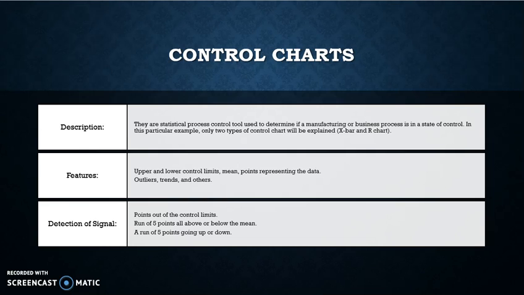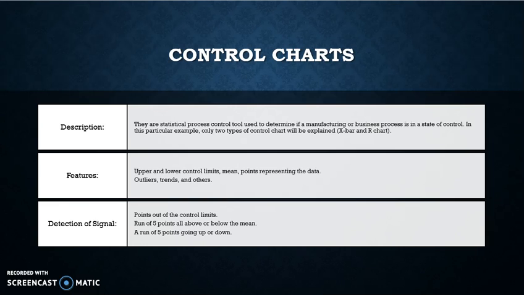If we find more than 2 points out of control, then we can say that our process is out of control. If there are 5 points all above or below the mean, then our process is out of control. And if we find a run of 5 points going up or going down, which means there's an upward trend or a downward trend, then we can tell that our process is out of control.